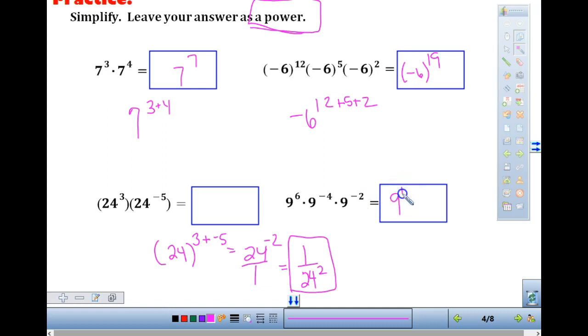Just 9, so 9 to the first. Is that what you get when you added those together? Yeah. So you're adding 6 plus negative 4 plus negative 2. What do you get? So 6 plus negative 4 is how much? 6 plus negative 4 is 2. And 2 plus negative 2 is?